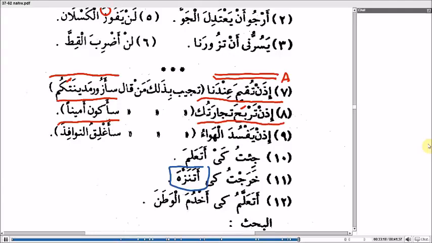Ata'allamu kay akhduma al-watan. I learn kay, so that, or in order to, akhduma from khadama, yakhdimu, so that I could serve al-watan, the nation. I could serve the country. I could serve the nation, right? My homeland. Al-Watan. Ata'allamu kay akhduma al-Watan. I learn so that I can serve my country.